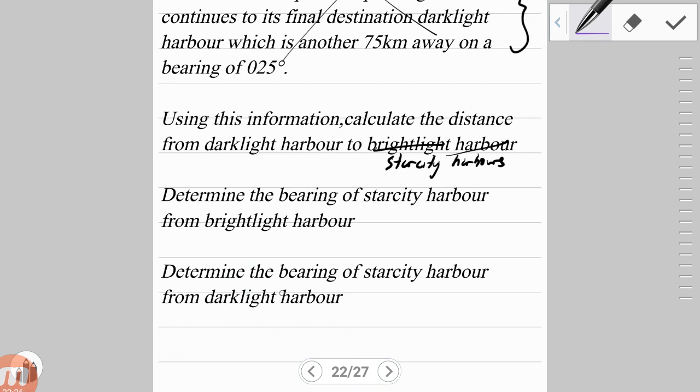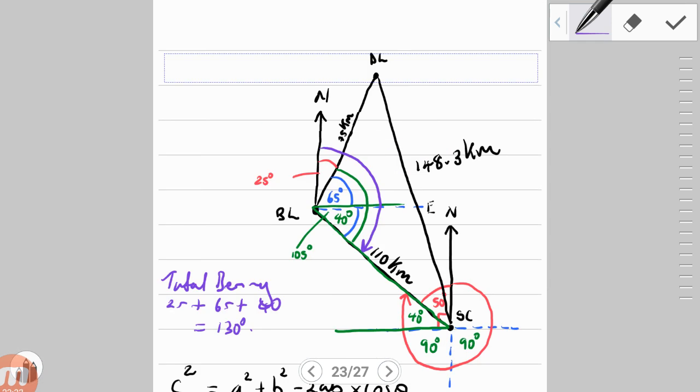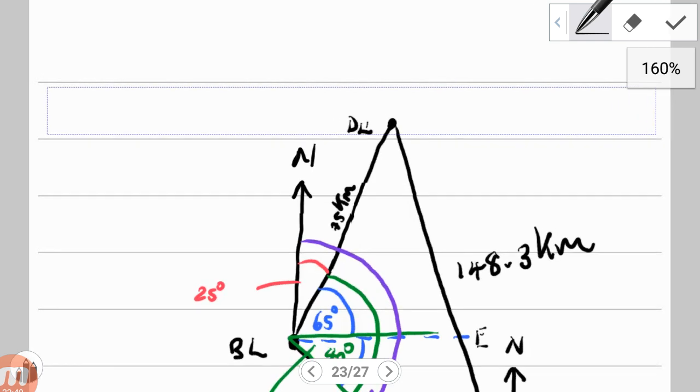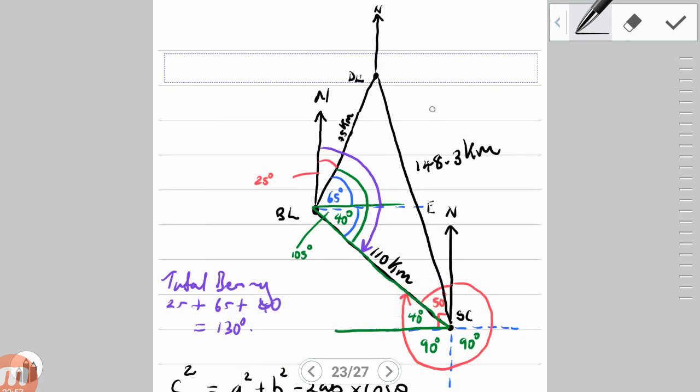Next question is to determine the bearing of Star City Harbor from Dark Light Harbor. From this position here, we want to know the bearing of Star City Harbor. We do not have a north line at Dark Light Harbor, so we need to establish that. We're looking for the bearing coming around to Star City Harbor. So we're looking for this bearing here.